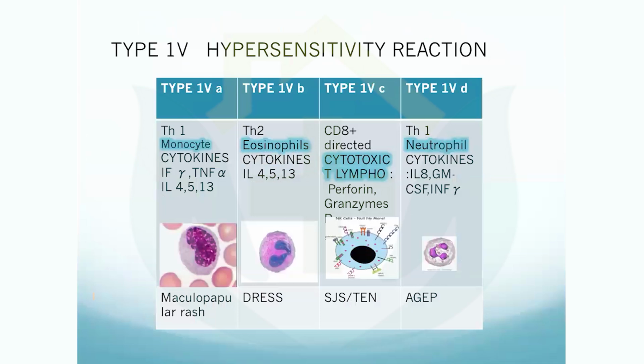So this type 4 hypersensitivity reaction, this is just for your understanding. In type 4A, monocyte is predominantly involved when we have maculopapular rash, whereas in DRESS syndrome, eosinophil is the main culprit. And in toxic epidermal necrolysis, cytotoxic reactions are mediated by T lymphocytes, perforin, and granzymes. These are all liberated. That causes necrosis of the skin. And in type 4D, that is acute generalized exanthematous pustulosis, neutrophil is the chief mediator. That's why you get these sterile pustules.